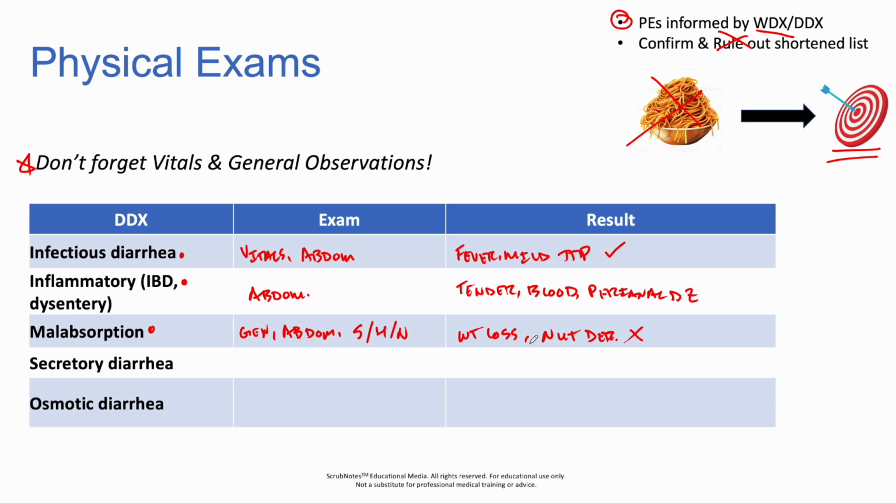Next, if we have secretory diarrhea, again, abdominal exam is going to be important. We would probably see findings of mild bloating and otherwise normal. And lastly, if we were considering osmotic diarrhea, again, abdominal exam would probably be normal, but there'd also be no red flags. So based on our patient, looks like infectious diarrhea fits best right now.